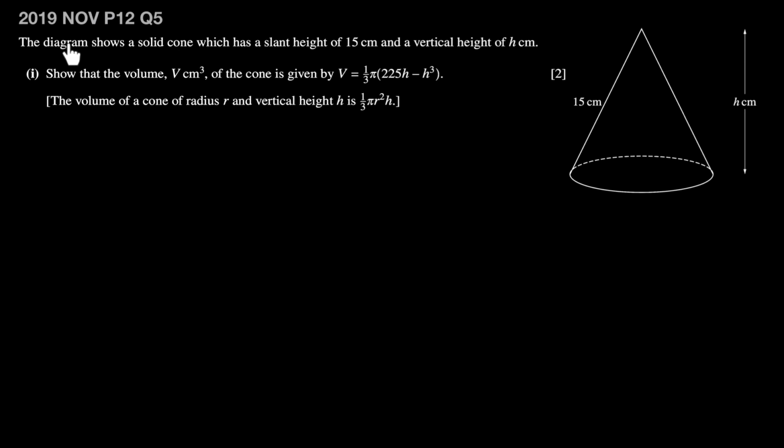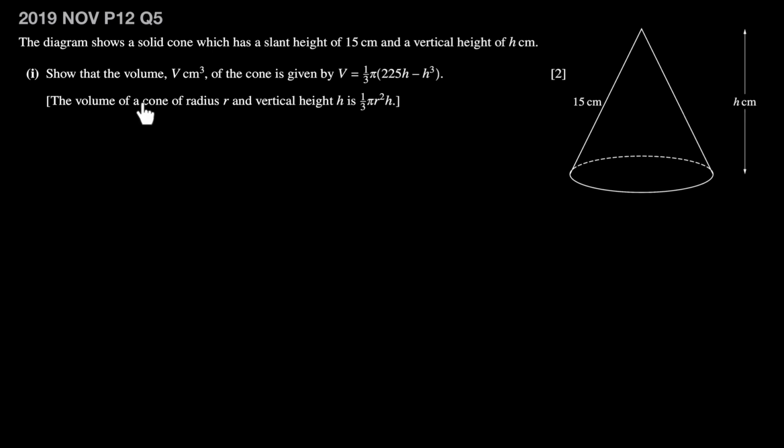Now in this question, they said the diagram shows a solid cone which has a slant height of 15 centimeters and a vertical height of 8 centimeters. The slant height is 15, vertical height is h. Show that the volume V cm³ of the cone is given by V = 1/3 π (225h − h³).